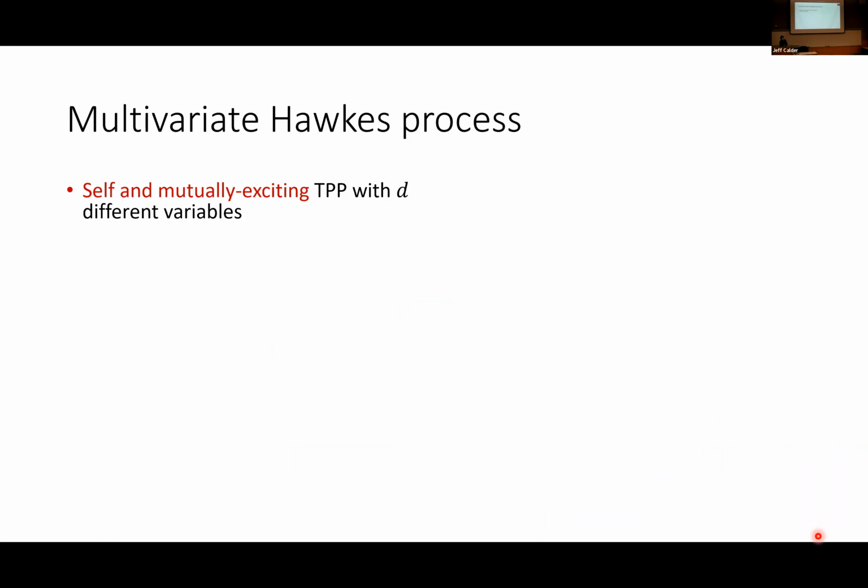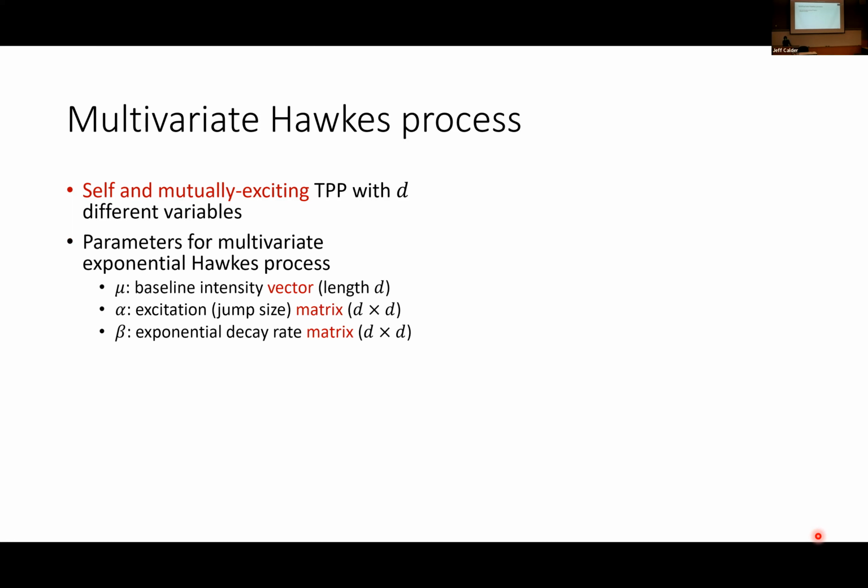That's one variable. Let me now talk about the multivariate Hawkes process. It has d different variables, and it's both self and mutually exciting. So you have here d different variables. Now you have a vector of length d for your base intensity, and then you have matrices alpha and beta for the jump sizes and the exponential decays.